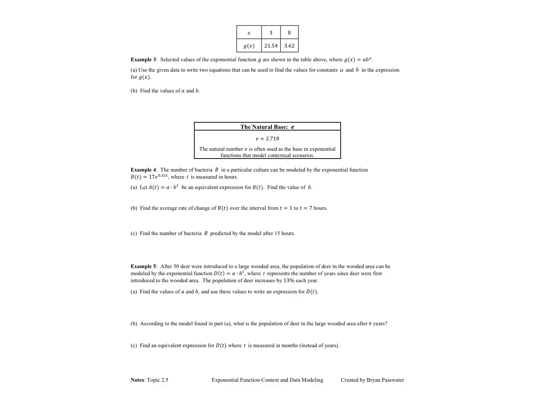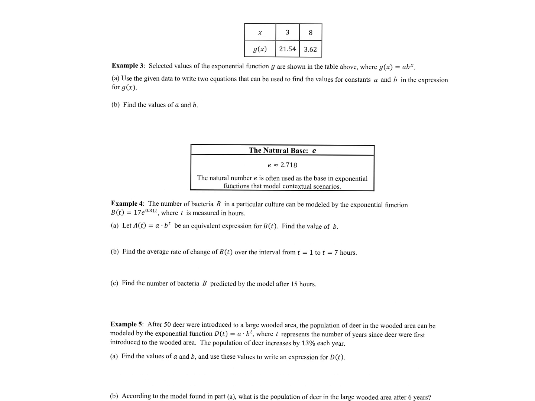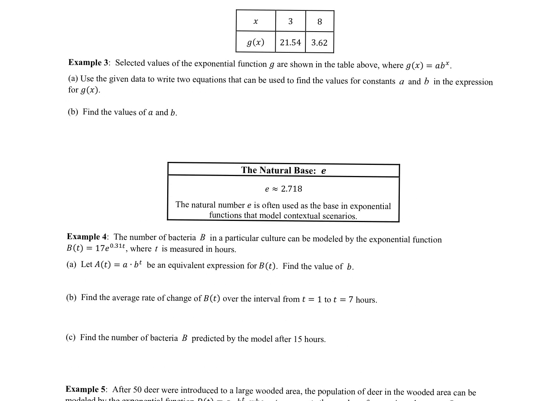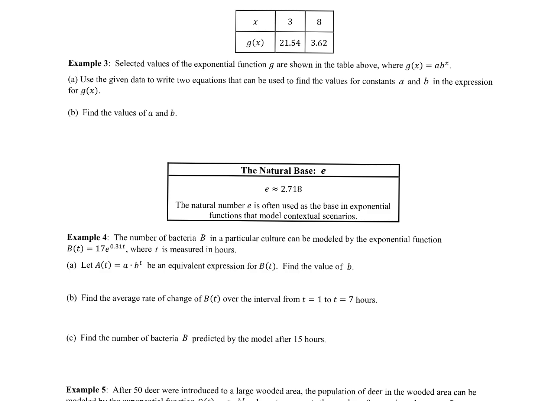Wait, okay. Selected values of the exponential function g are shown in the table above, where g of x equals a times b to the power of x. Use the given data to write two equations that can be used to find the values for constants a and b in the expression for g of x. All right, so again, we're just going to substitute in.